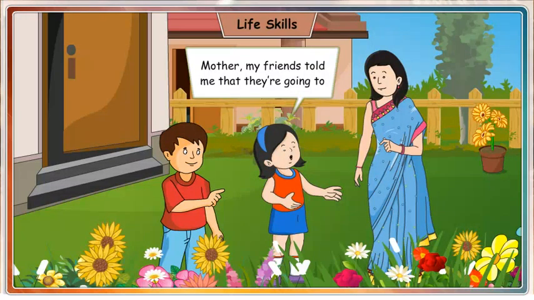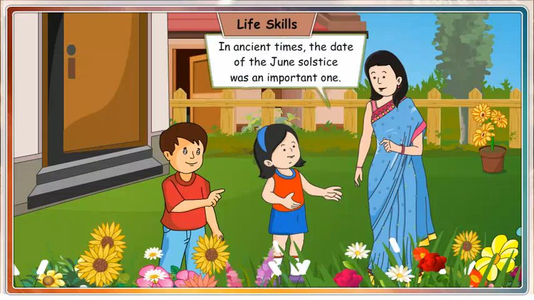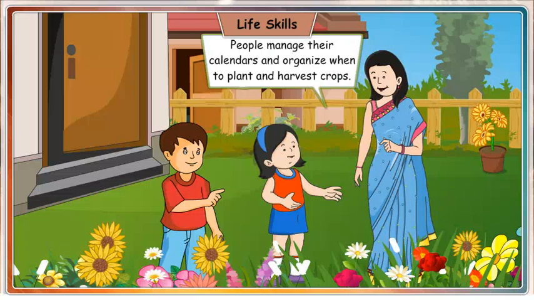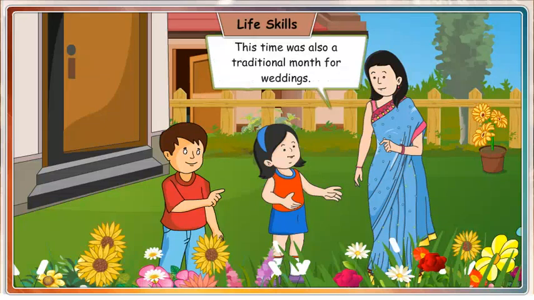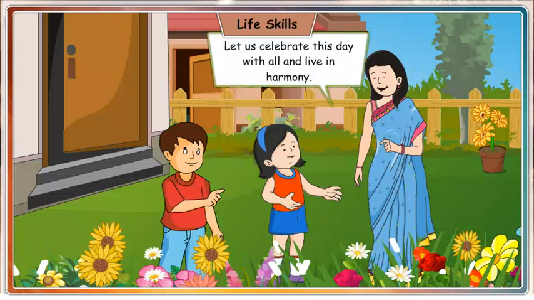Life skills. Mother, my friends told me that they are going to Uttar Desert to celebrate summer solstice. Why do they celebrate this day? In ancient times, the date of the June solstice was an important one. People managed their calendars and organized when to plant and harvest crops. This time was also a traditional month for weddings. People all over the world still celebrate this day. Let us celebrate this day with all and live in harmony.